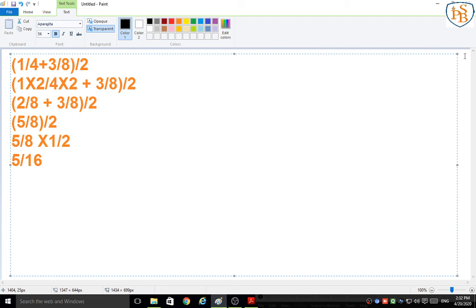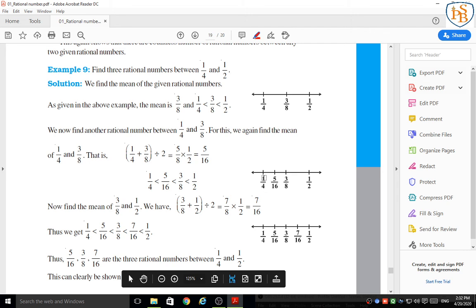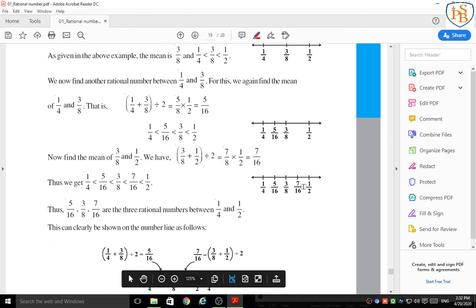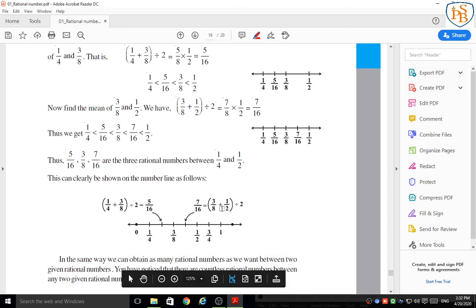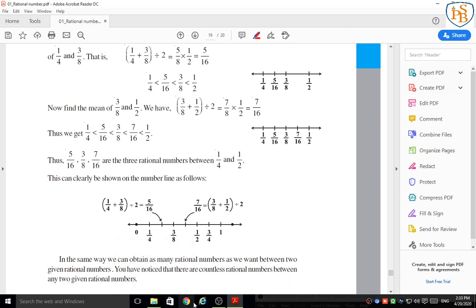Look at here carefully. The number between 1 upon 4 and 3 upon 8 is 5 upon 16. This is our second number. Now we have to find the third number. We are going to find the third number between 3 upon 8 and 1 upon 2. How can we find it? Look at here. 3 upon 8 plus 1 upon 2, divided by 2.